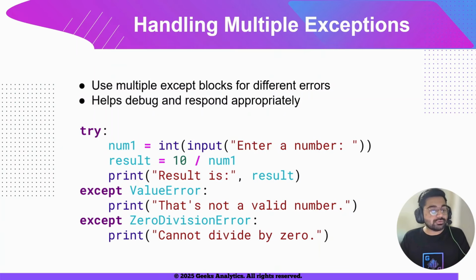Sometimes a block of code may raise more than one type of exception. Rather than catching everything with a generic except statement, what we can do is handle each exception type separately, which will allow us to take appropriate action based on the kind of the error.